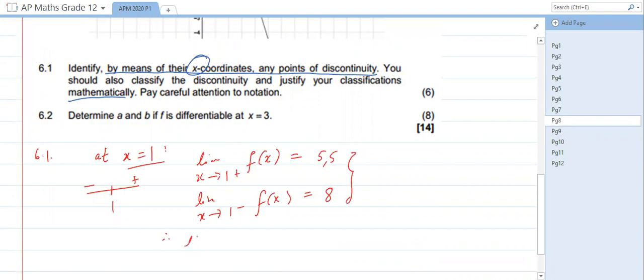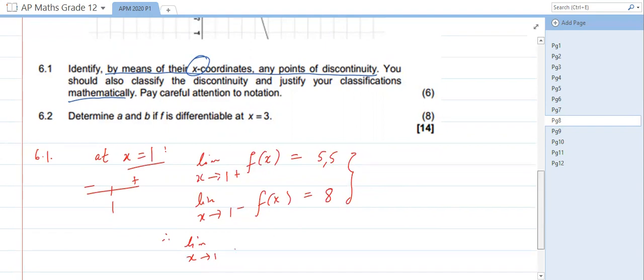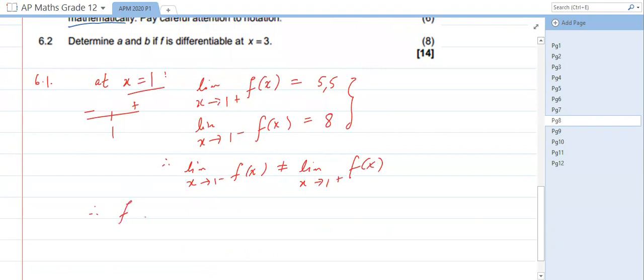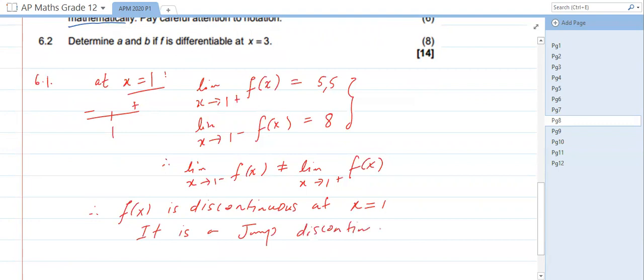Therefore, limit as x approaches 1 from the left of f of x is not equal to limit as x approaches 1 from the right of f of x. Therefore, f of x is discontinuous at x is equal to 1, and the type of discontinuity is a jump discontinuity.